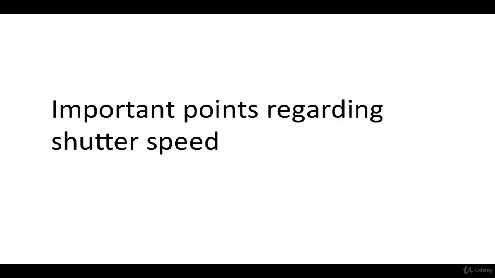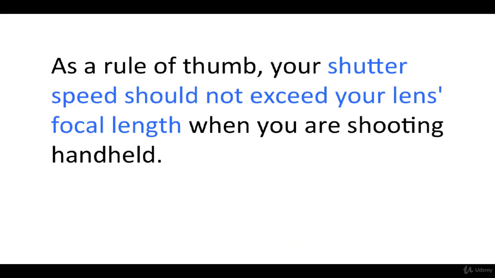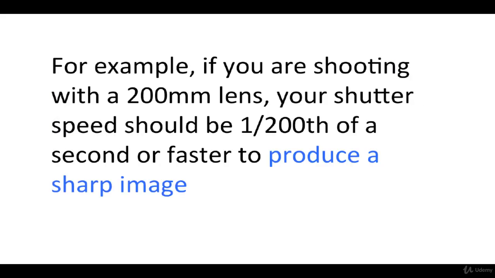Important points regarding shutter speed. A rule of thumb: your shutter speed should not be slower than your lens focal length when you are shooting handheld, without any tripod. For example, if you are shooting with a 200mm lens, your shutter speed should be 1/200th of a second or faster to produce a sharp image.